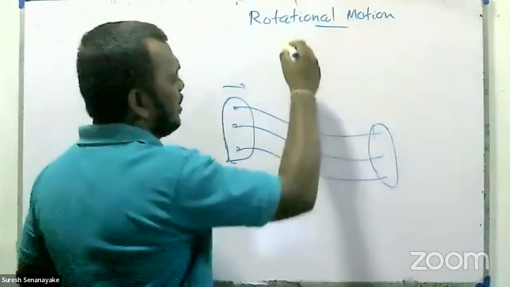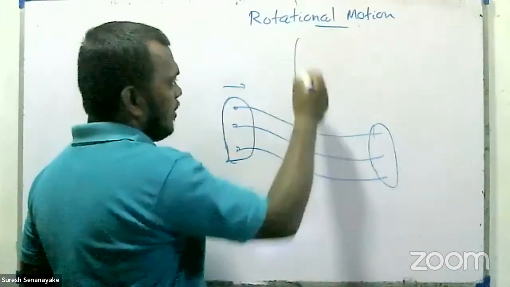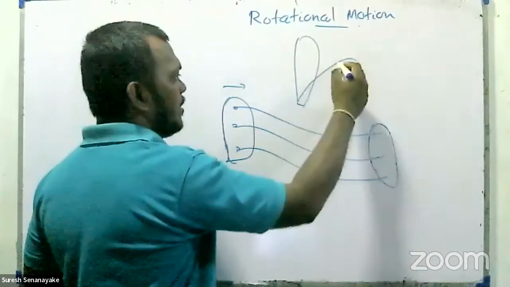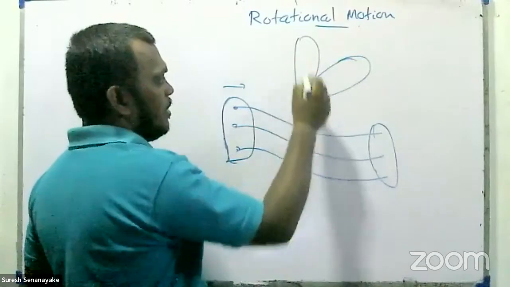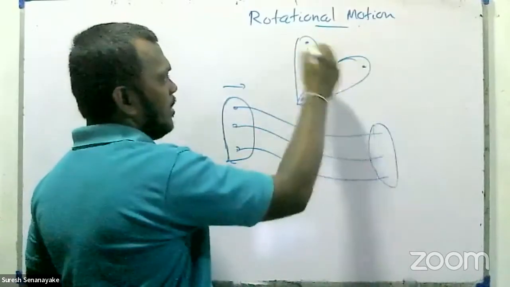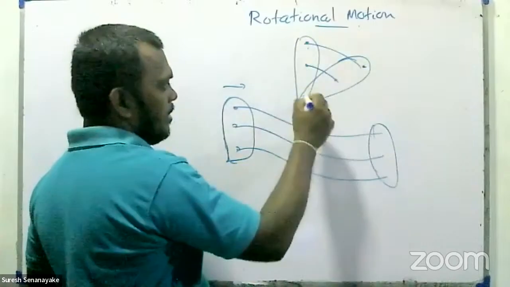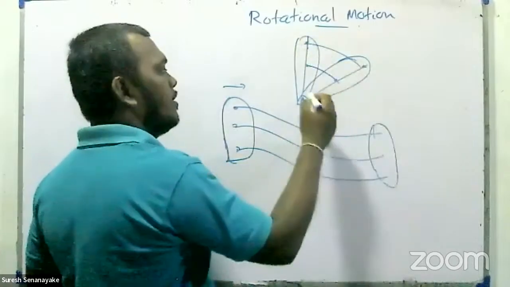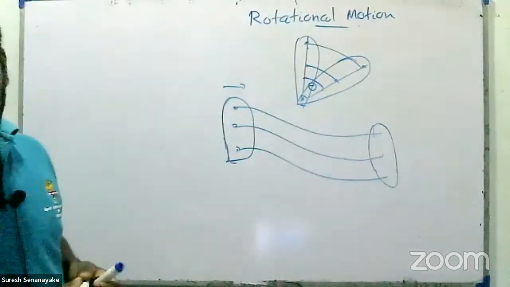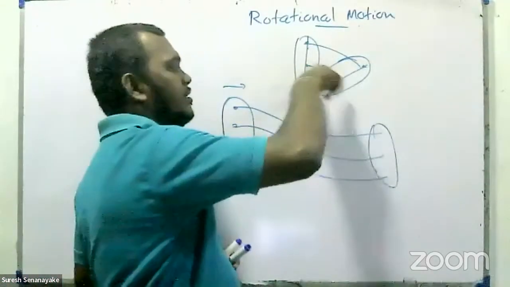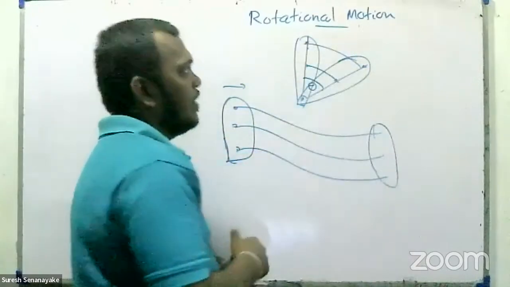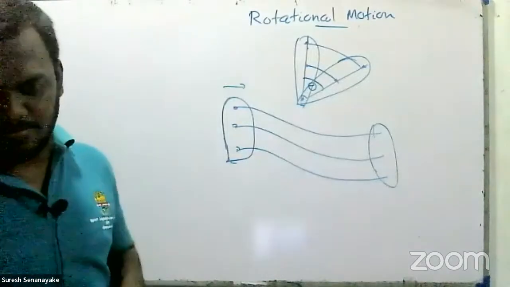And let's see if the body is here. We rotate about this point. And the particles in the body, when they're moving, subtend the same angle about the axis of rotation. All the particles make the same angle, so then we call it rotational motion.